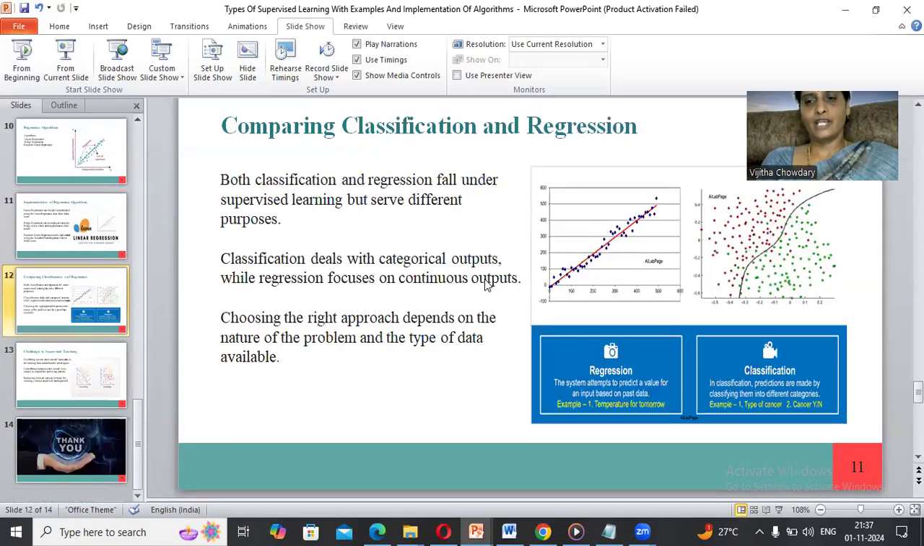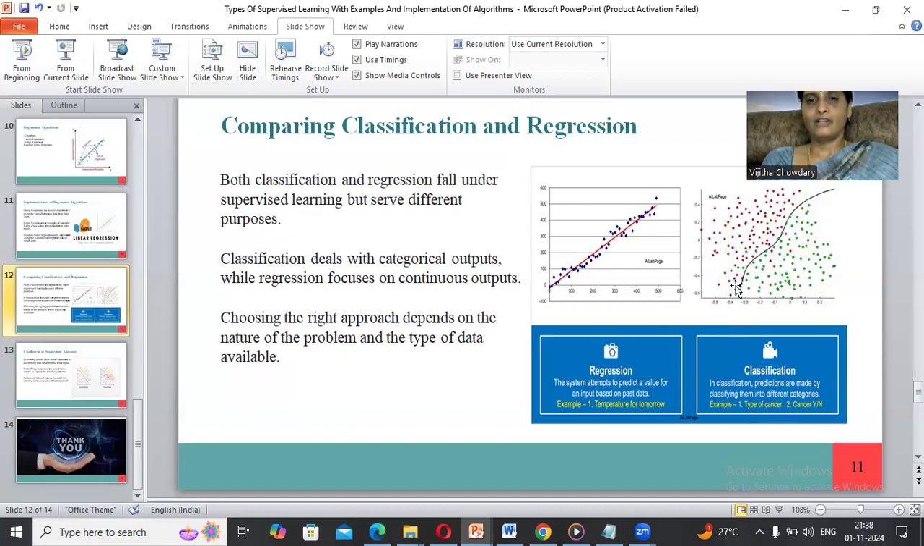Comparing classification and regression concepts. Both classification and regression fall under supervised learning but serve different purposes. Classification deals with categorical outputs, while regression focuses on continuous outputs. Choosing the right approach depends on the nature of the problem and the type of data available. In regression, the system attempts to predict a value for the input based on past data, for example the temperature for tomorrow or next week. Classification means predictions are classified into different categories, for example type of cancer, yes or no.